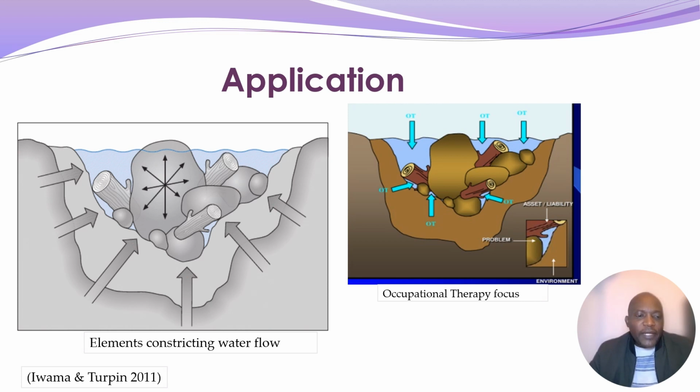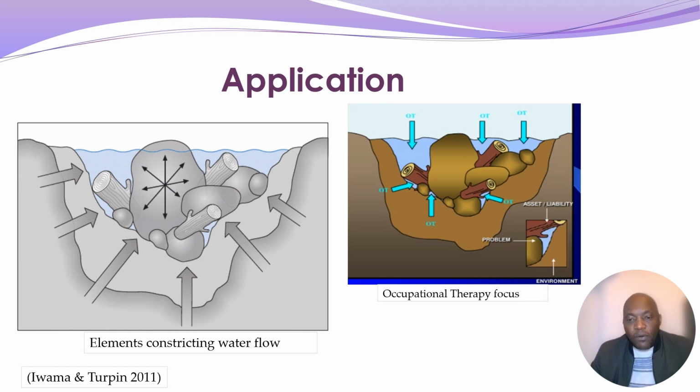Right, now moving on to the application. The first diagram on the left shows us the different elements constricting water flow. If you look at the sides of the river and the riverbed, you can see that there is a lot of silt and sediment building up, making the river shallow. There are also lots of rocks that are impeding the flow of the river. But we can also identify some driftwood there.